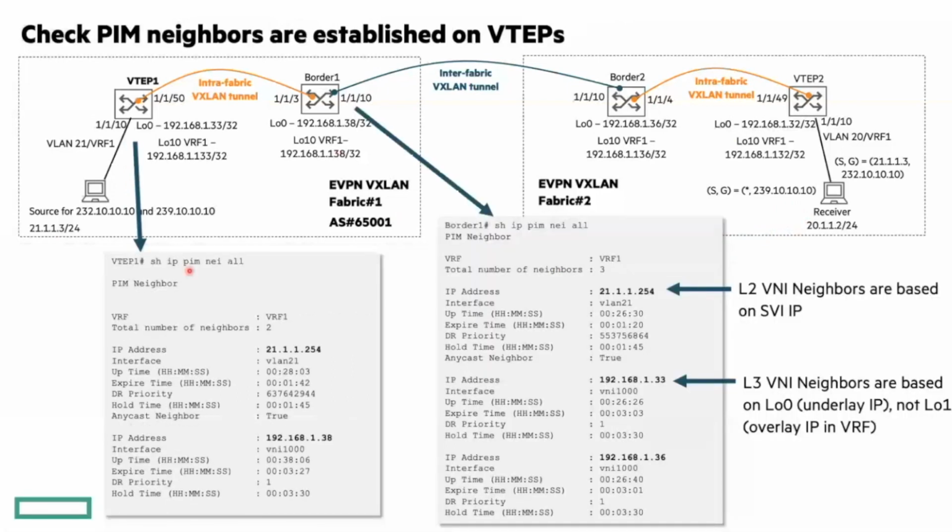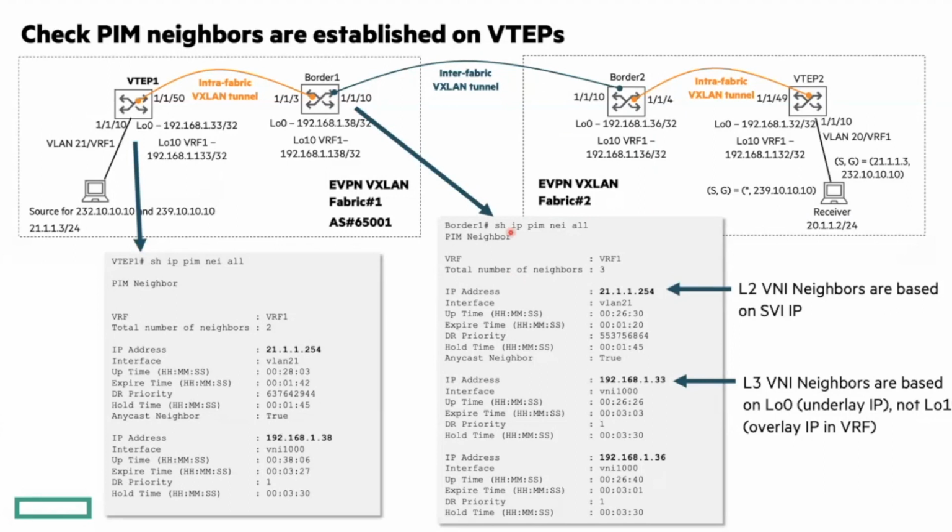PIM neighbors. So VTAP 1, you can see there are two neighbors. One neighbor is through the L2 VNI, VLAN 21, and the other neighbor is through the L3 VNI. In this VRF 1, you see the IP address is 1.38, which is loopback 0 on border 1.